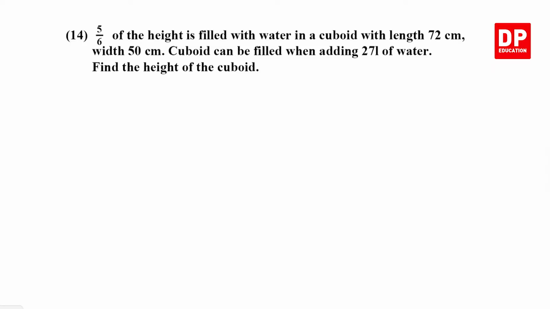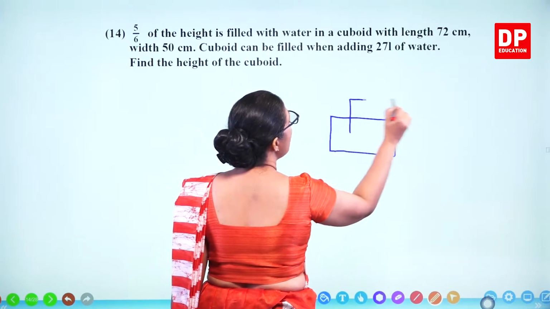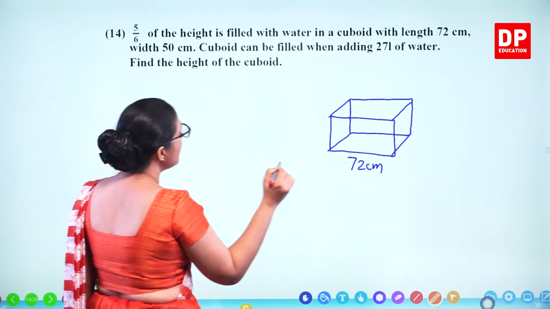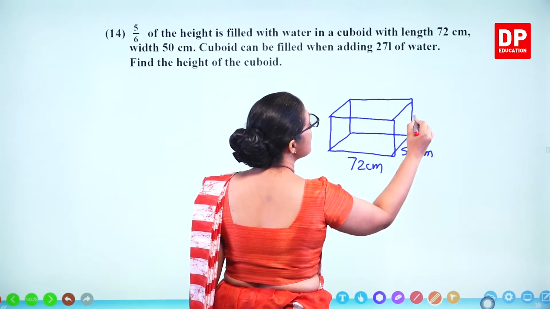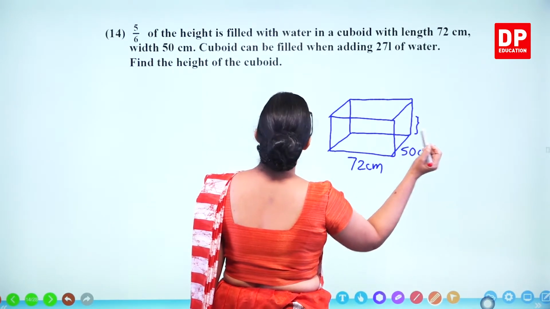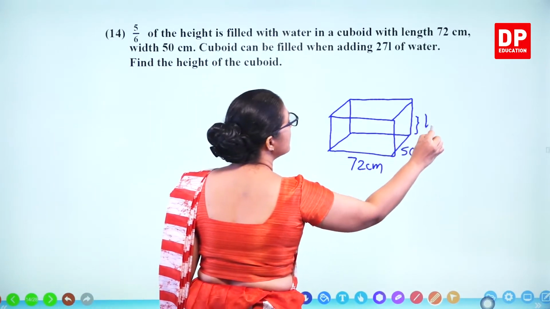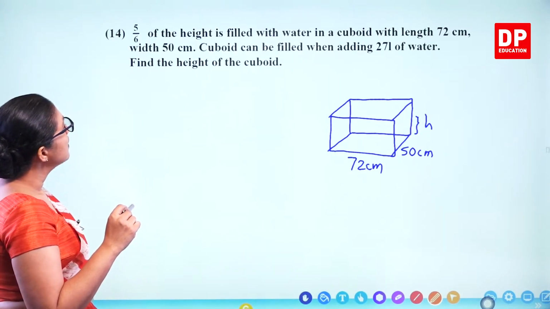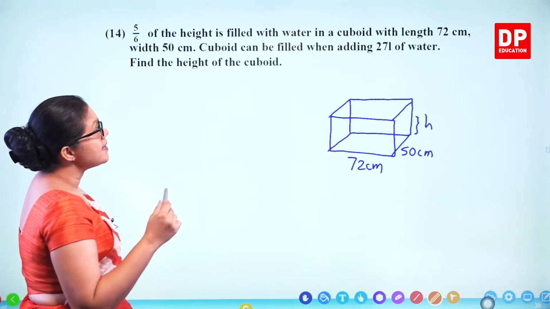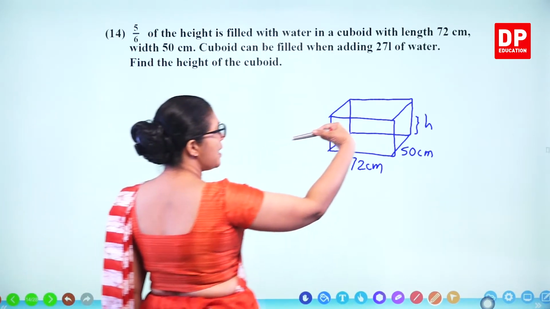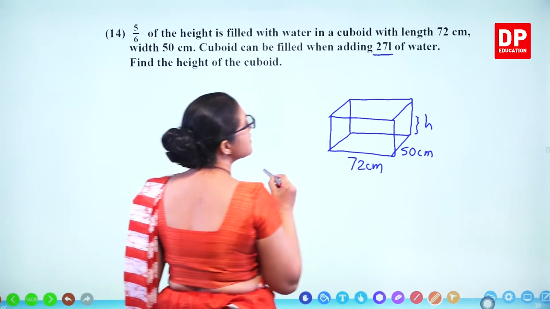Question number 14. 5/6 of the height is filled with water in a cuboid with length 72 centimeters, width 50. So what's the height of water? It says 5/6, so we don't know the height. Cuboid can be filled when adding 27 liters of water. Find the height of the cuboid. So the remaining part is 27 liters.